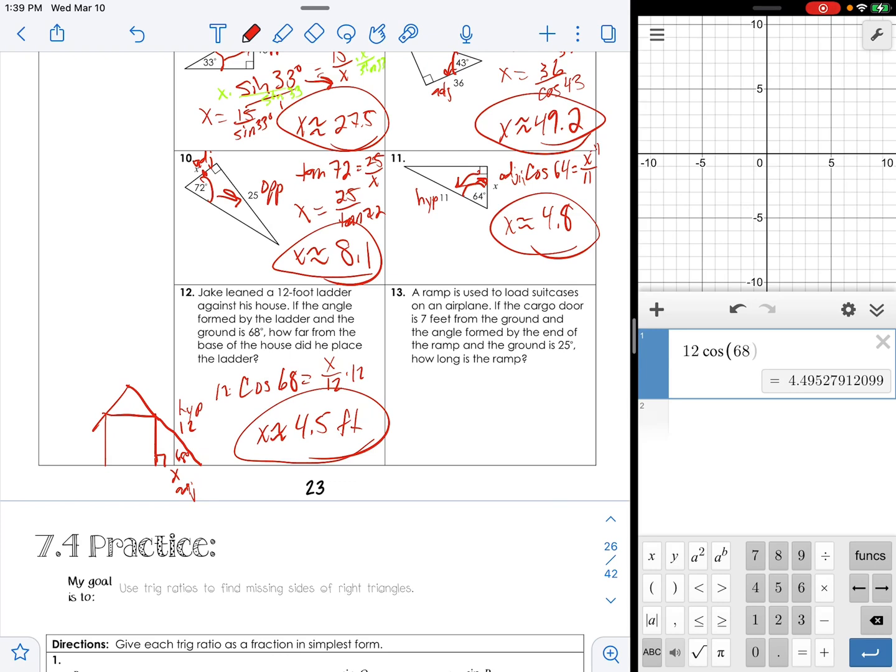Okay, go ahead and give it a pause. Draw and try 13. Come back. Let's see how you did.